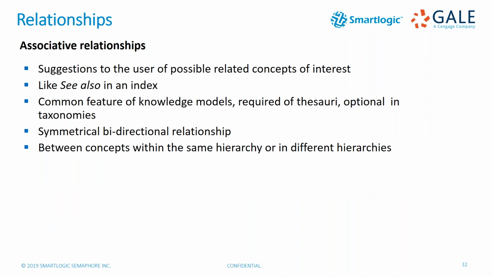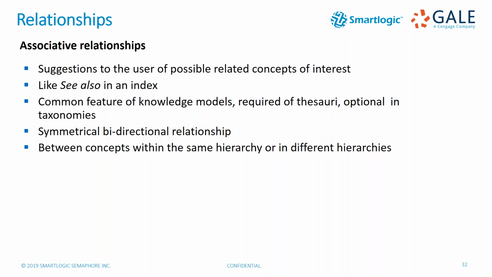All right, then the associative relationship, related terms. These are suggestions to the user of possible related concepts of interest. It's a little more subjective to create. You have to think, is this useful and not too much? Think about also the see also cross-reference in the back of the book index. Associative relations are common in many knowledge models. It's required of thesauri. It's a defining feature of thesauri and may or may not be in taxonomies. It's bidirectional, but also symmetrical. It's the same in both directions. Unlike has broader, has narrower, it's just has related in both directions.